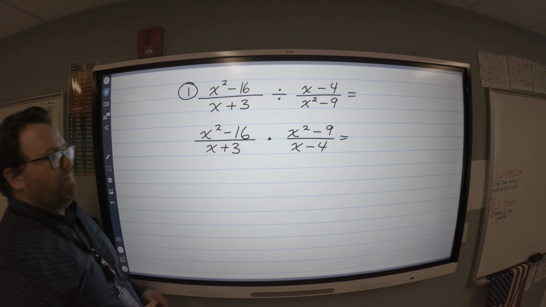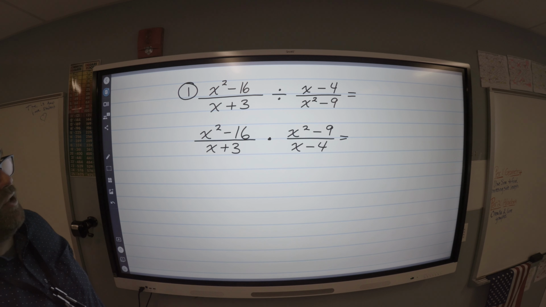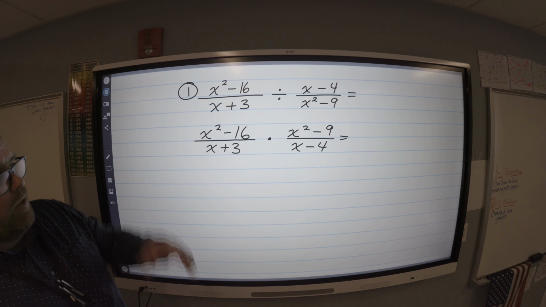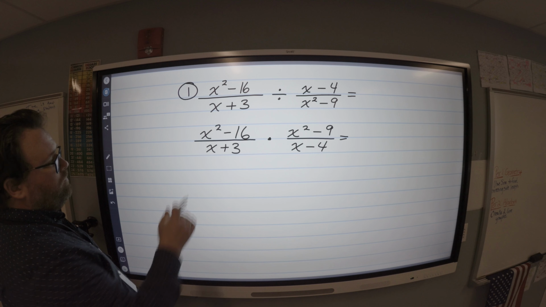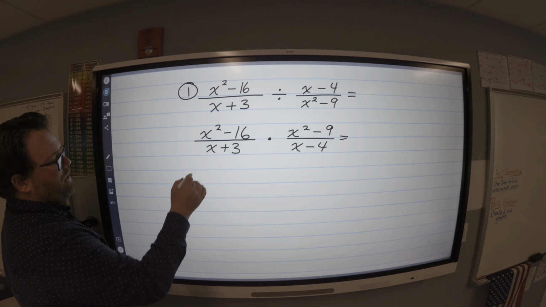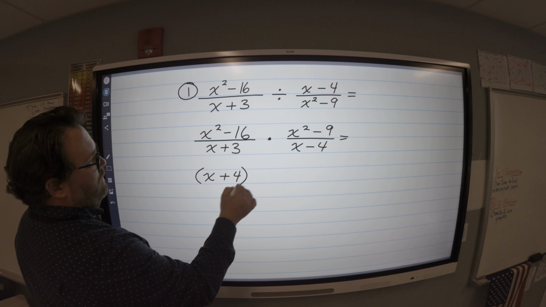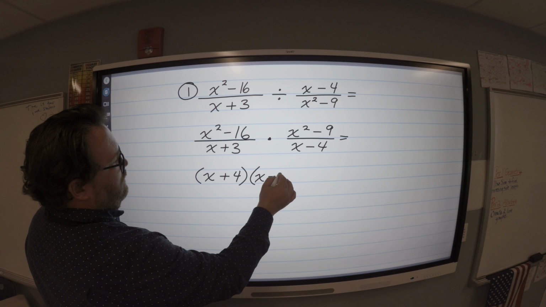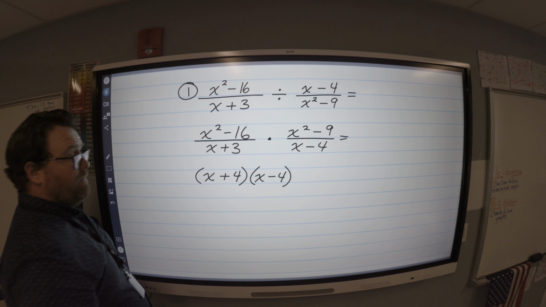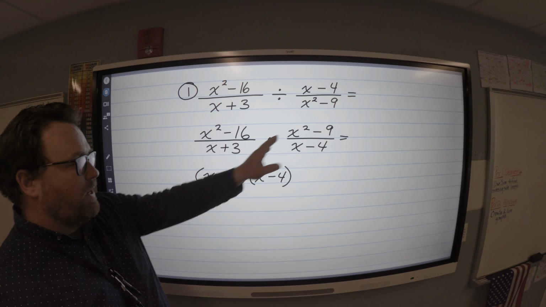And I can say I'm writing the reciprocal when I do the multiplication. That means I flip the numerator and the denominator. X squared minus 16, that is a difference of squares, and that factors into x plus 4 times x minus 4. Since we've changed this to a multiplication problem, we can multiply it right across.